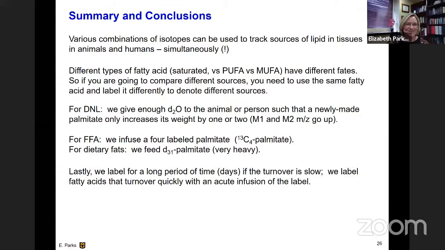Hope that's clear. Lastly, we label for a long period of time, sometimes days, if the turnover is slow. We label fatty acids that turn over quickly, like the free fatty acid pool, with an acute infusion of label. But because de novo lipogenesis turns over very slowly in the liver, we've gone to labeling a long period of time before we ran our experiment. So I'm going to stop there.